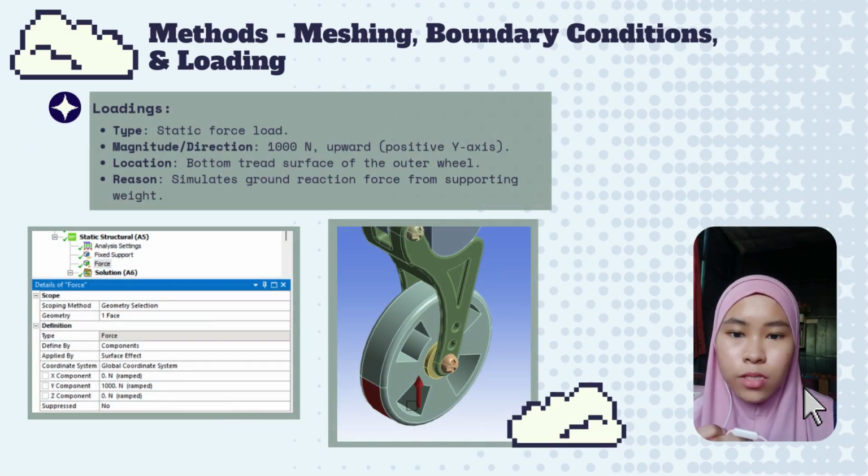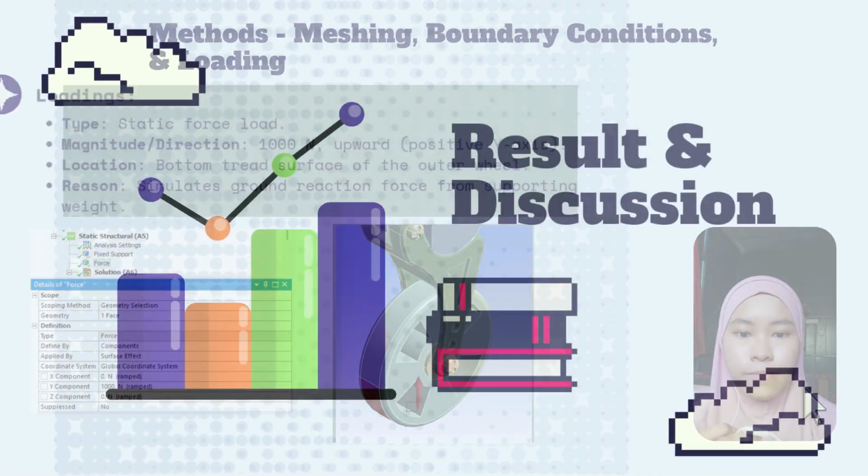For loading, we simulated a static force. We apply a 1000 Newton force acting directly upward along the y-axis to the bottom tread surface of the outer wheel. This is the exact spot where the wheel would make contact with the ground. We choose this because in real life, when a wheelchair supports a heavy load, there's an upward reaction force from the ground pushing back on the wheel.